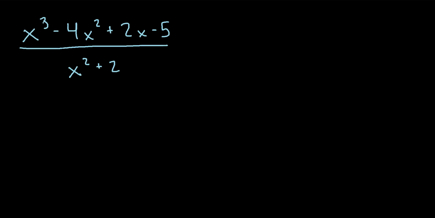Let's say we have this rational function, x cubed minus 4x squared plus 2x minus 5 divided by x squared plus 2. Well, we can see that the degree, or the highest exponent, in the numerator is 3, and the highest exponent in the denominator is 2. So because the numerator is 1 greater than the denominator, that means we will have a slant asymptote. So to find that slant asymptote, again, we're going to use some long division.